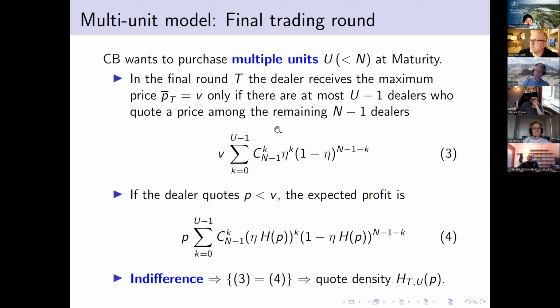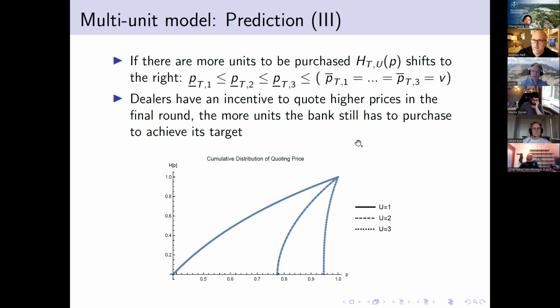Okay, so I will get to that. The multi-unit model works essentially the same as the one-unit model, except that you have more algebra. So I'm going to spare you the math and go directly to the results. If you come into the last period and you only need to buy 1 unit, then of course you're in the same framework as before, where you needed to buy 1 unit.